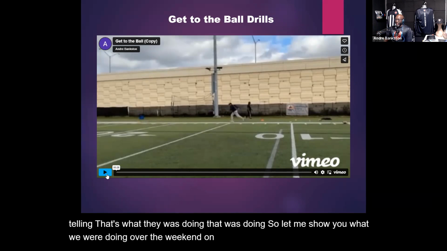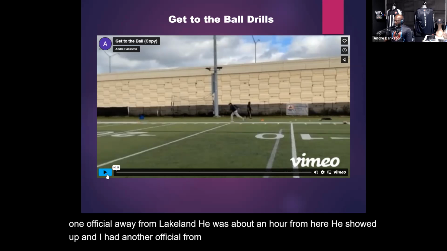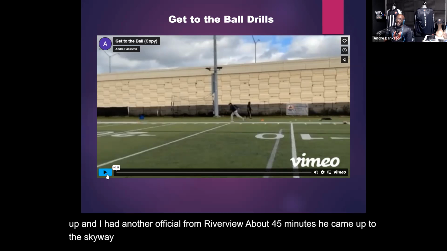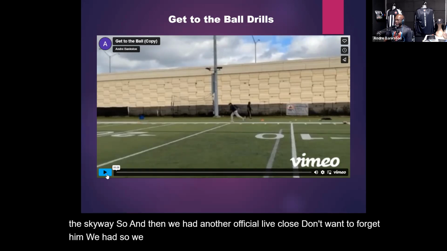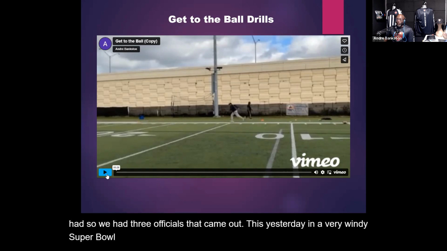On Super Bowl Sunday, I had one official all the way from Lakeland. He was about an hour from here. He showed up, and I had another official from Riverview, about 45 minutes. He came up to the Skyway. And then we had another official who lived close. Don't want to forget him. We had three officials that came out yesterday in a very windy Super Bowl Sunday. So let me show you what we worked on.